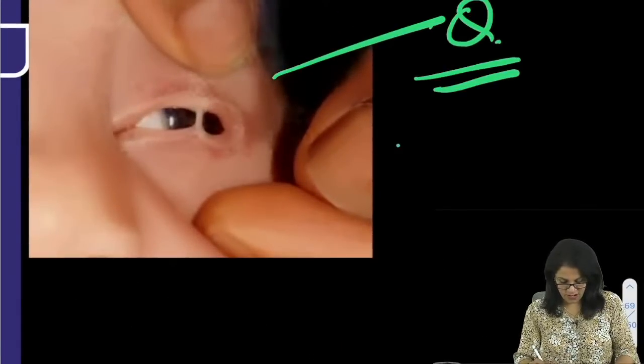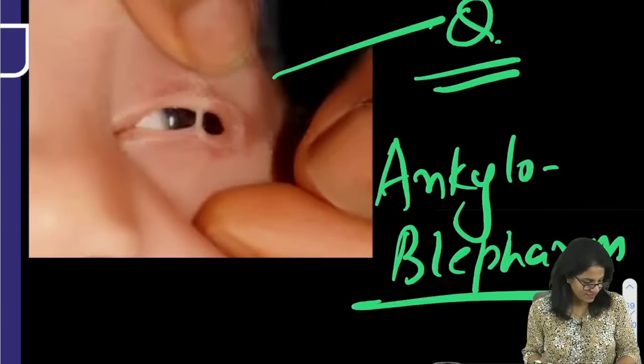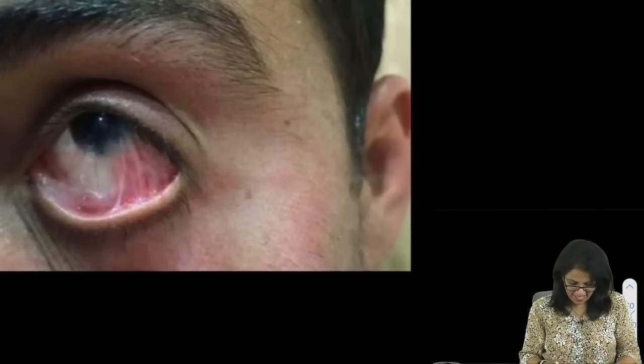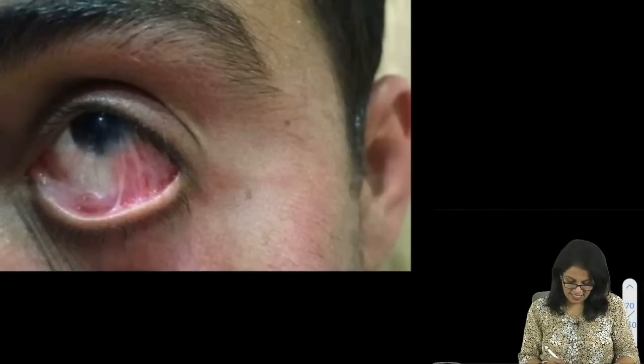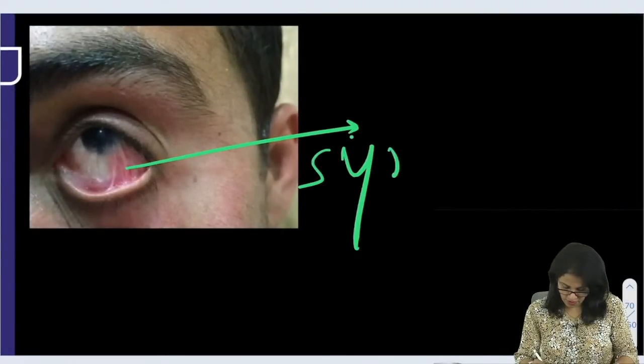You are looking at what? Ankyloblepharon. What is ankyloblepharon? Adhesion of the two lids. Right? Okay. Here what do you see? The bulbar and palpebral conjunctiva are adhered. What do you call this? Symblepharon.